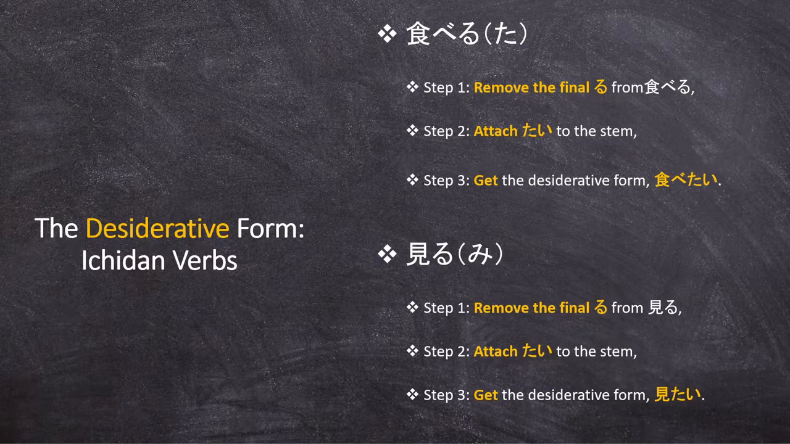As you can see here, ichidan verbs are relatively simple. Just remember to remove the final ru and add tai.